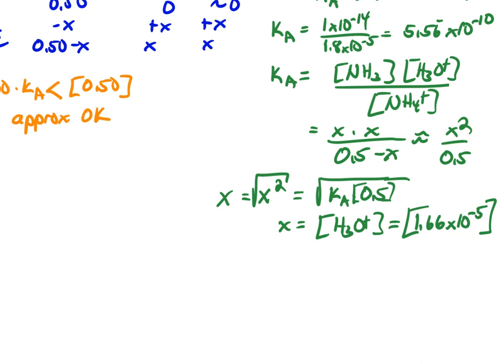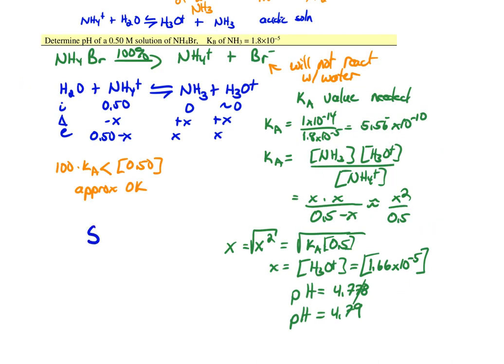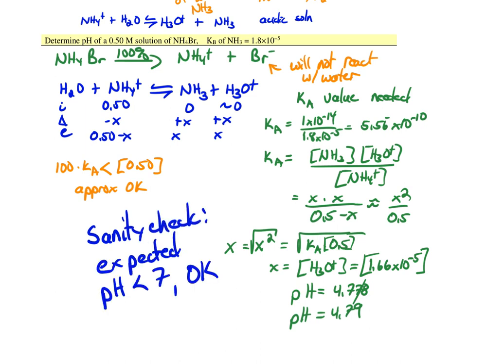Since x is H3O+ ion concentration, we can get pH immediately, which is 4.778, or with the right number of sig figs, 4.79. And our sanity check is okay. As the last step, we can do a sanity check. We expected that we'd have an acidic solution, and we have a pH less than 7. All good.